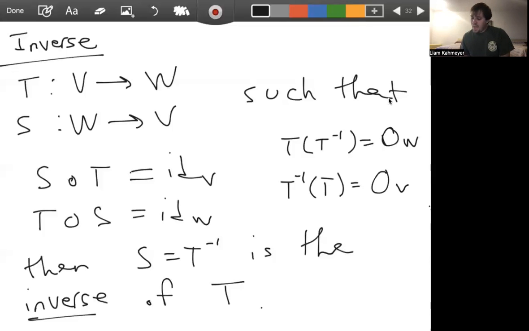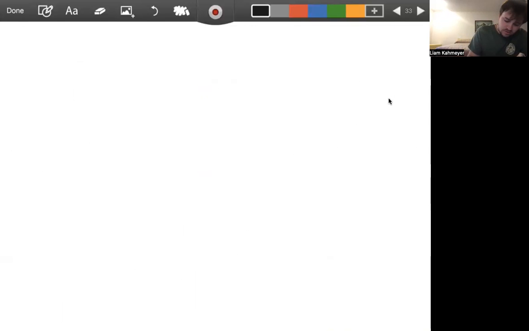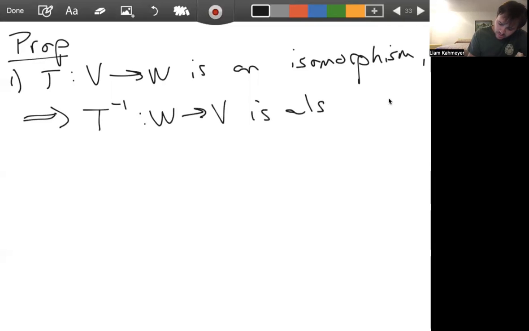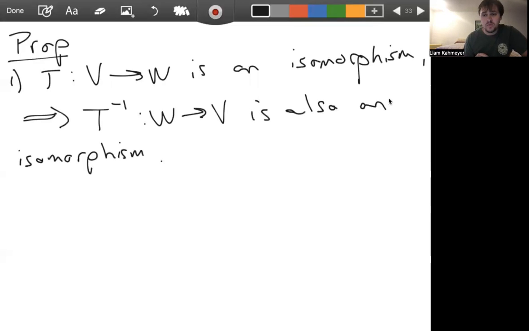cool. Now that we've recalled what composition and inverse are, let's look at a proposition involving these. So here's a proposition. First, if T from V to W is an isomorphism, then this implies that T inverse from W to V is also an isomorphism. So we have that the inverse of an isomorphism or a bijection is also a bijection or isomorphism, right?